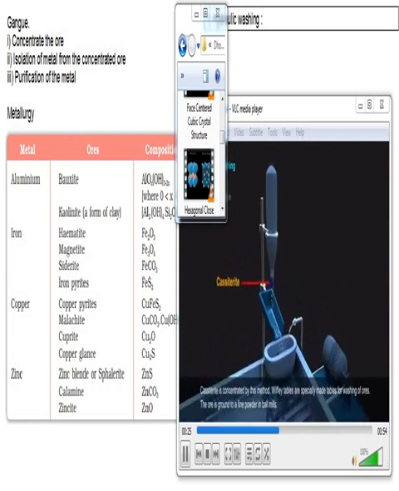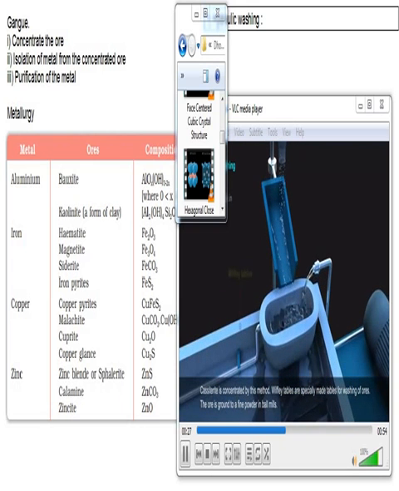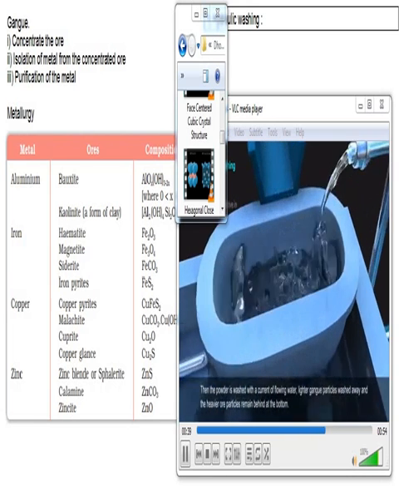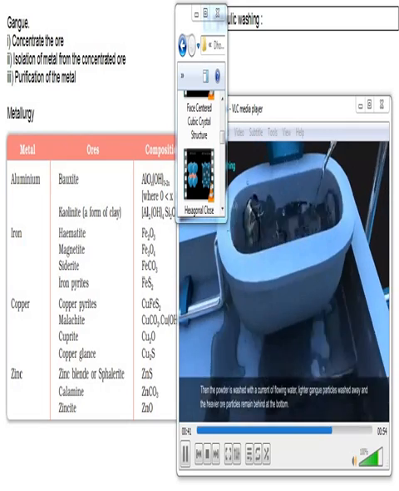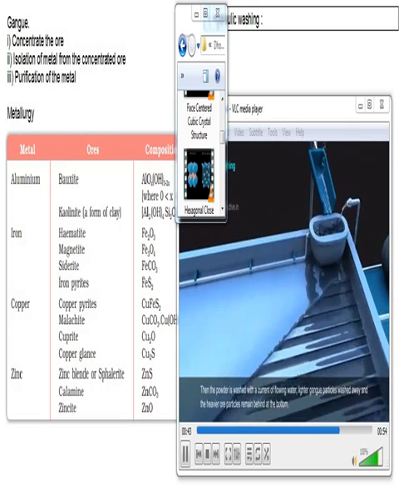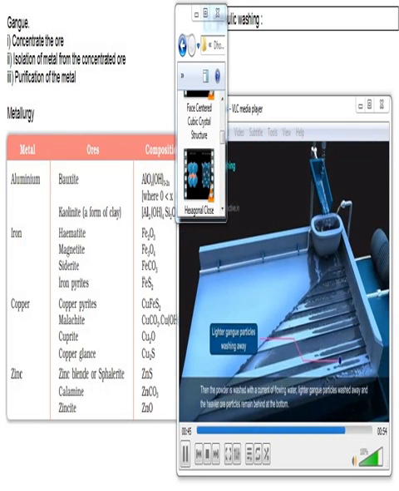Cassiterite is concentrated by this method. The Wilfley tables are specially made tables for washing of ores. The ore is ground to a fine powder in ball mills. Then the powder is washed with a current of flowing water. Lighter gangue particles are washed away and the heavier ore particles remain behind at the bottom.